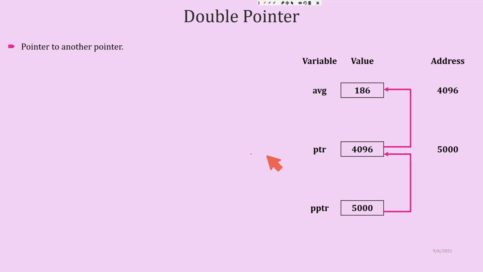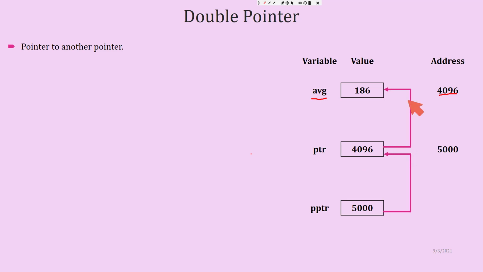So here we all know what is a pointer. Pointer is a variable which can hold address of another variable. So you just look at the diagram. Here I have variable avg. Its address is 4096 and that 4096 is stored in ptr. So ptr contains 4096 and now ptr points to avg.